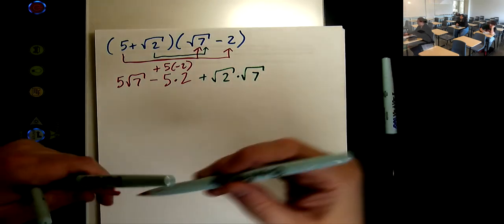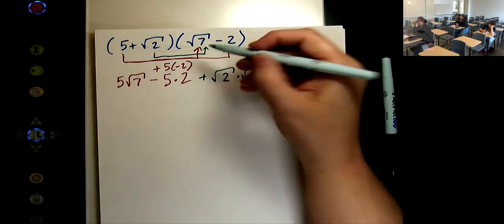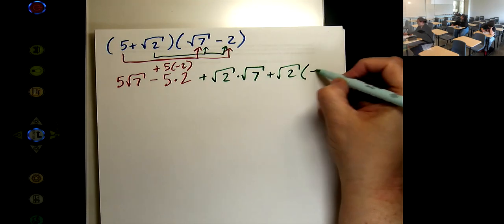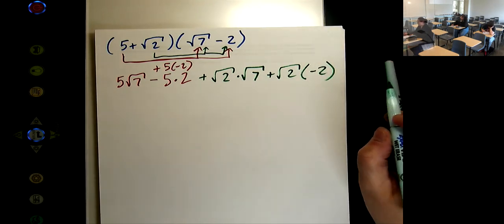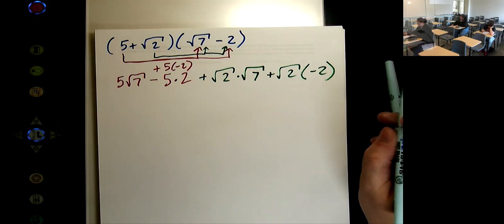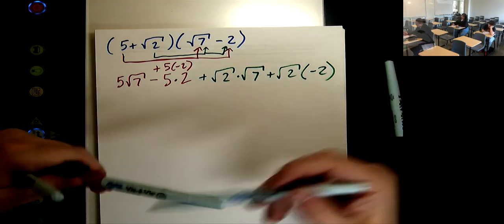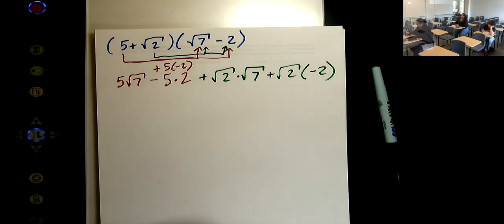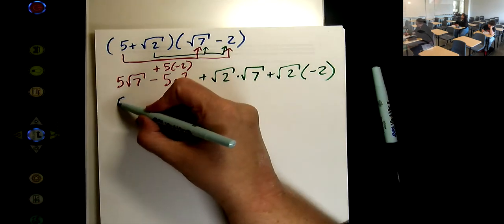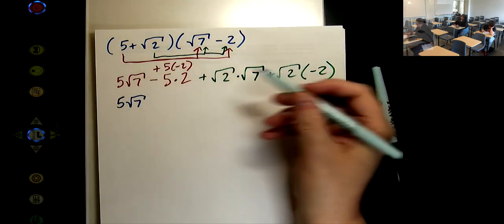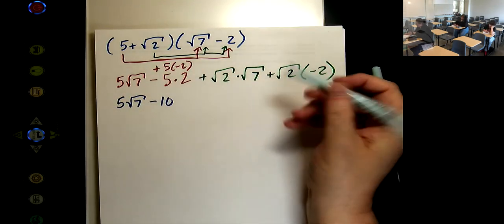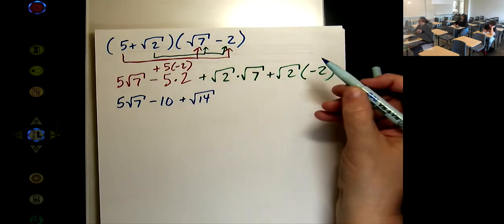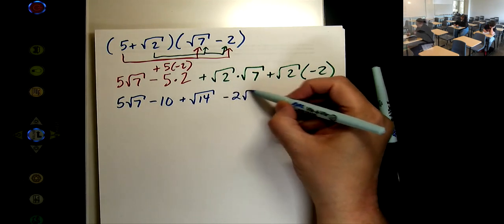And then finally, I gotta take the square root of 2 and multiply it by the 2. I'll do it with you on that one. This doesn't do a whole lot of cleaning up. Once we're done, we have 5 square root of 7 minus 10 plus square root of 14 minus 2 square root of 2.